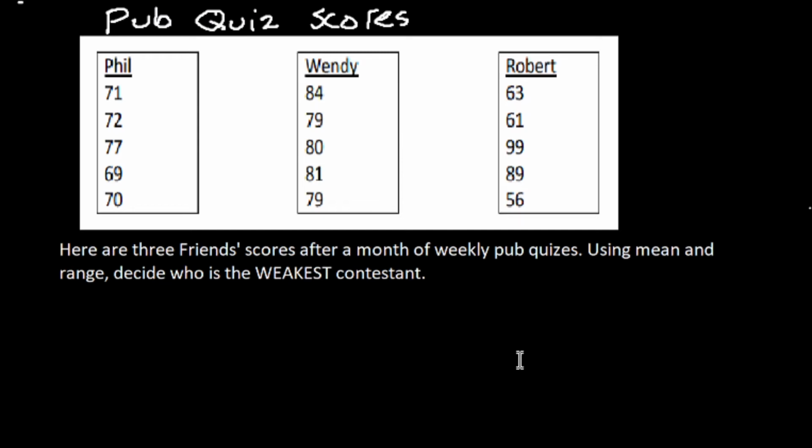Okay, let's have a look at this one. So pub quiz scores. Here are 3 friends' scores after a month of weekly pub quizzes. Using mean and range, decide who is the weakest contestant. Okay, so in a question like this, of course, you get some points for just finding the means and the ranges.